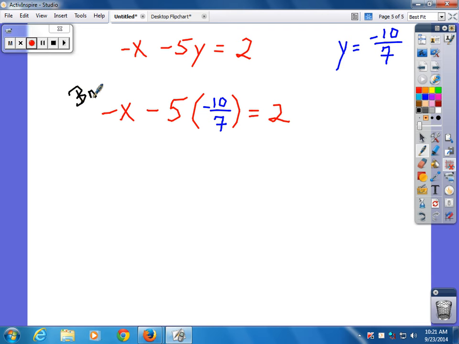Now the reason I'm making a big deal out of that word is because in systems of equations, that's what you're going to hear a lot. Back substitution. You're going to hear it in matrices, you're going to hear it in substitution, you're going to hear it in elimination, so that's why I just wanted to say back substitution.